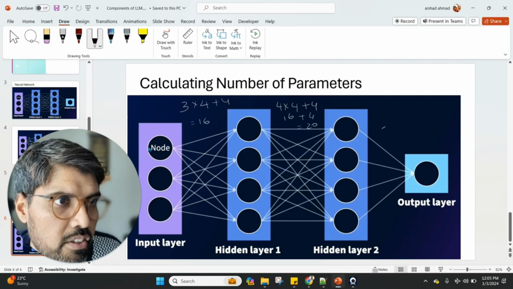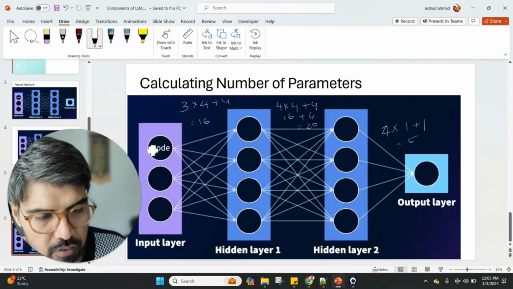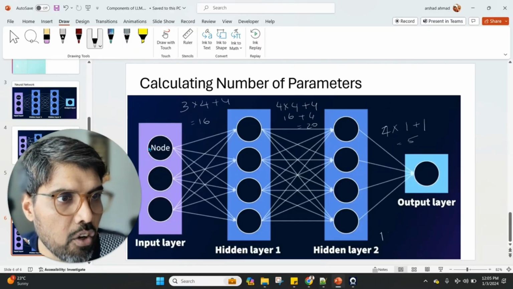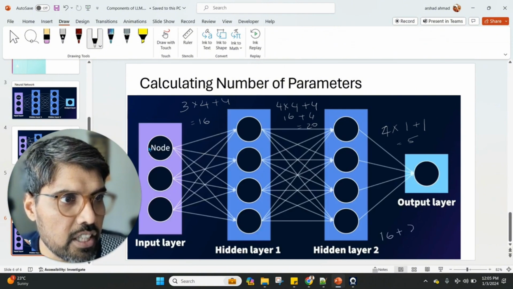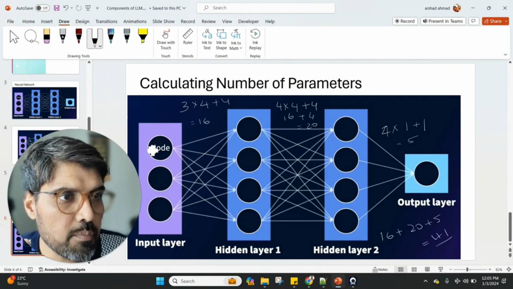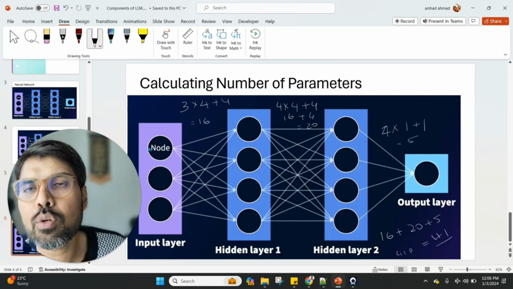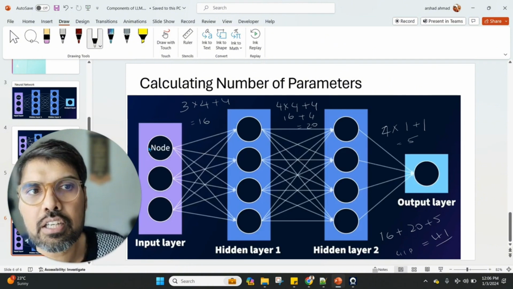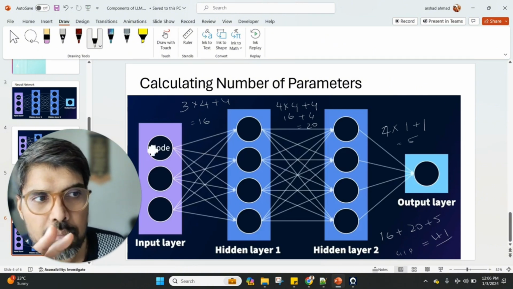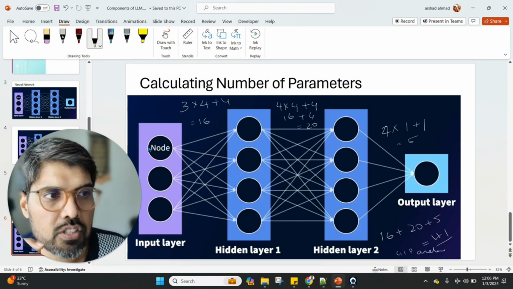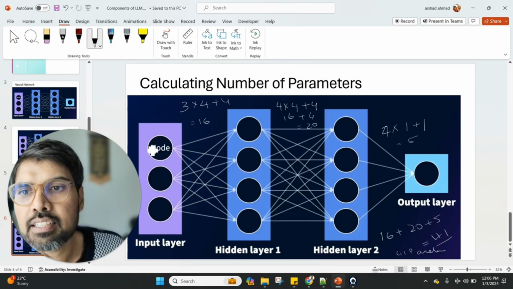Here it is going to be 3. Here there is only 1. So 4 into 1 plus 1. So here it is going to be 5. How we arrive at 41 is we are adding all the parameters that are there. 16 plus 20 plus 5 is equal to 41. So this particular network is a 41 parameter model. I gave a quiz in our community a few days back about the same network asking for the parameters. So this is the way we calculate the parameters.